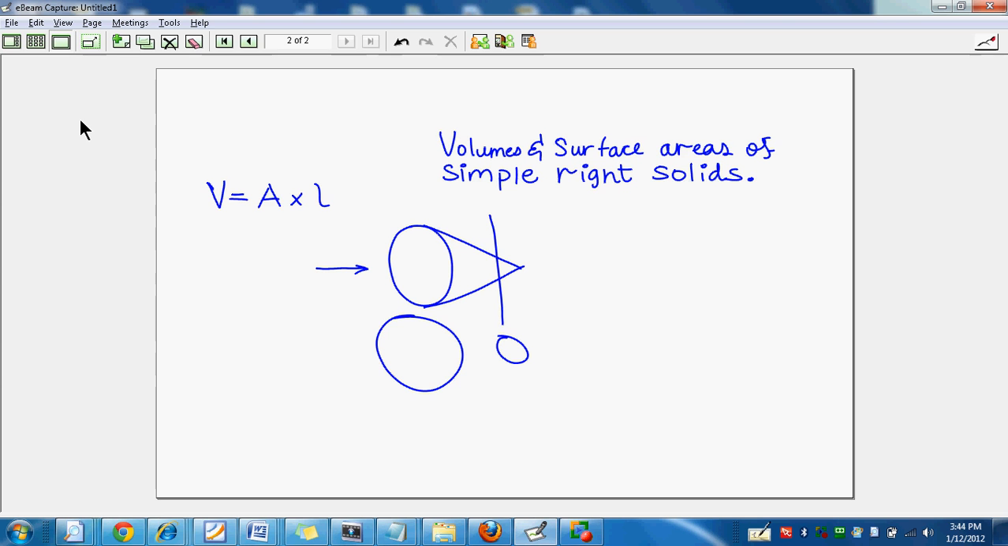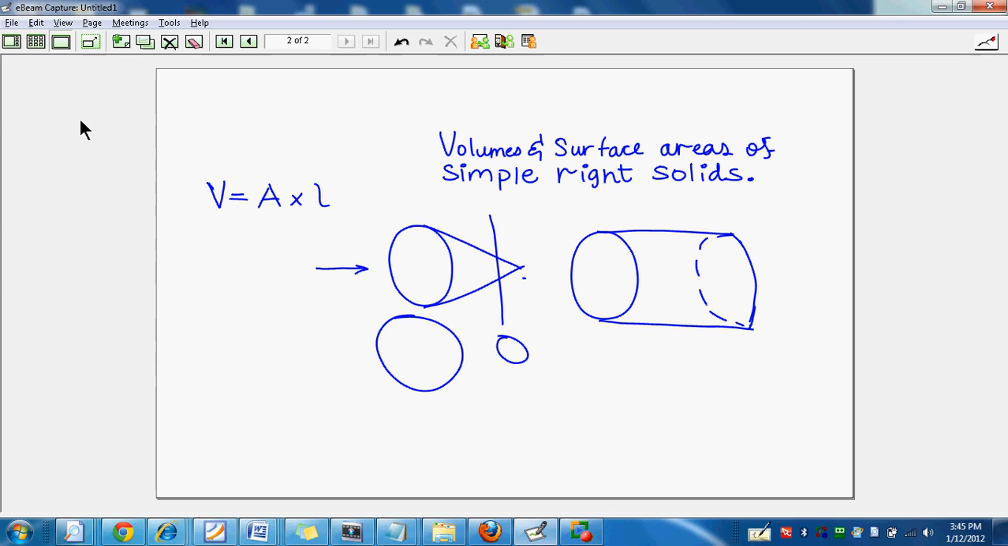If, however, we were to consider this shape or this solid, okay, could have been drawn a little better, but if you consider a solid like this, this solid is what we call a cylinder, right?